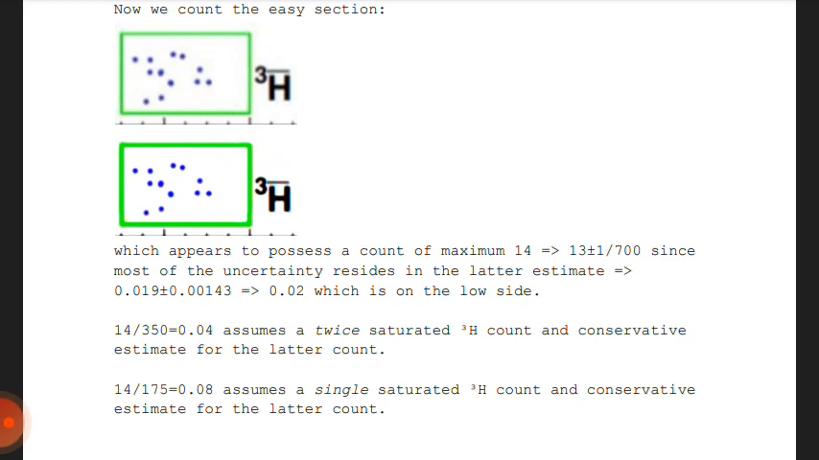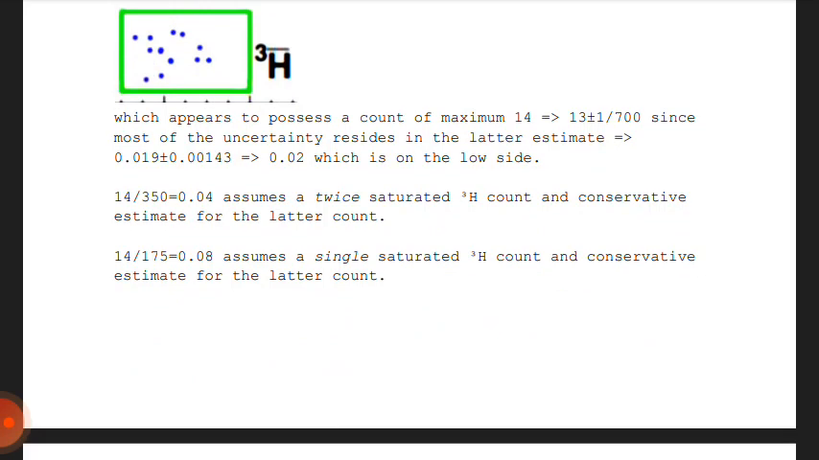Follow with me, just follow with me. 14/350 equals 0.04. It assumes a twice saturated tritium count and conservative estimate for the latter, meaning what? The tritium count. What? Antitritium. 14/175 is equal to 0.08.